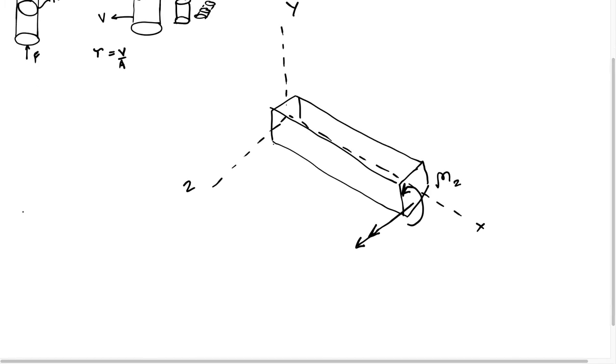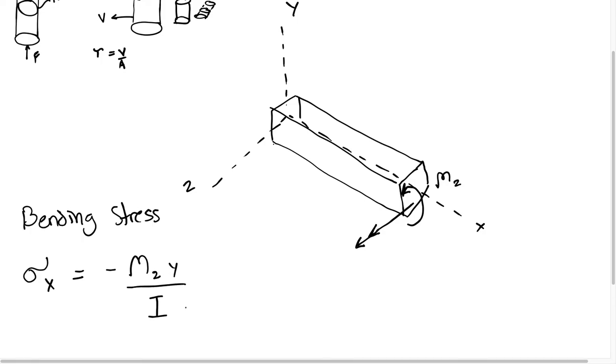What can we say is the bending stress of this beam? Well, we need to take into account the moment about the z-axis, right? Because that's where our moment is being applied. The z-axis is in the middle of this moment. It's going through this circle. And so we can say that the bending stress across the x-axis is going to be equal to the negative moment across the z-axis times y over the area moment of inertia for the z-axis.